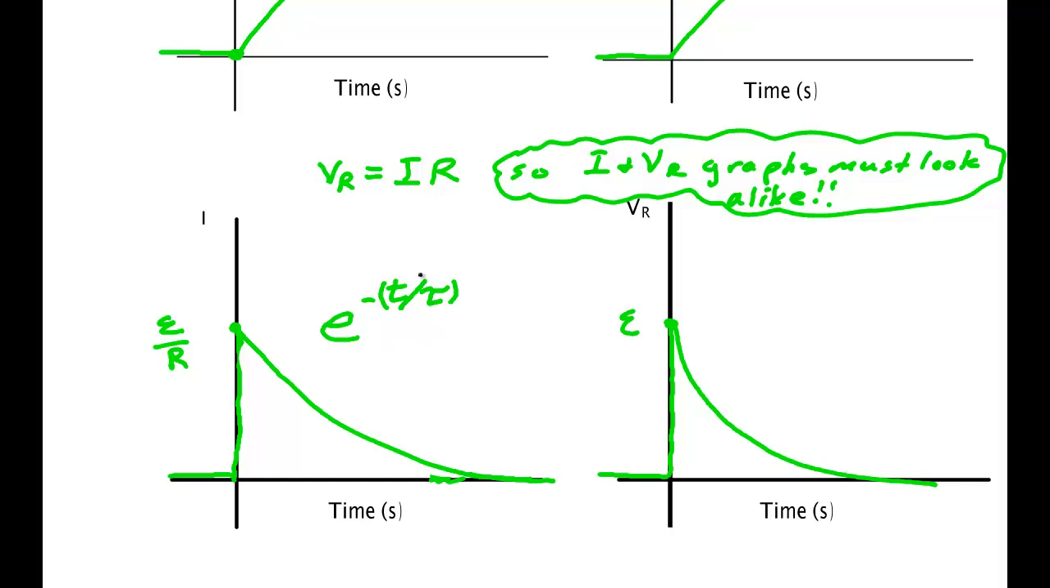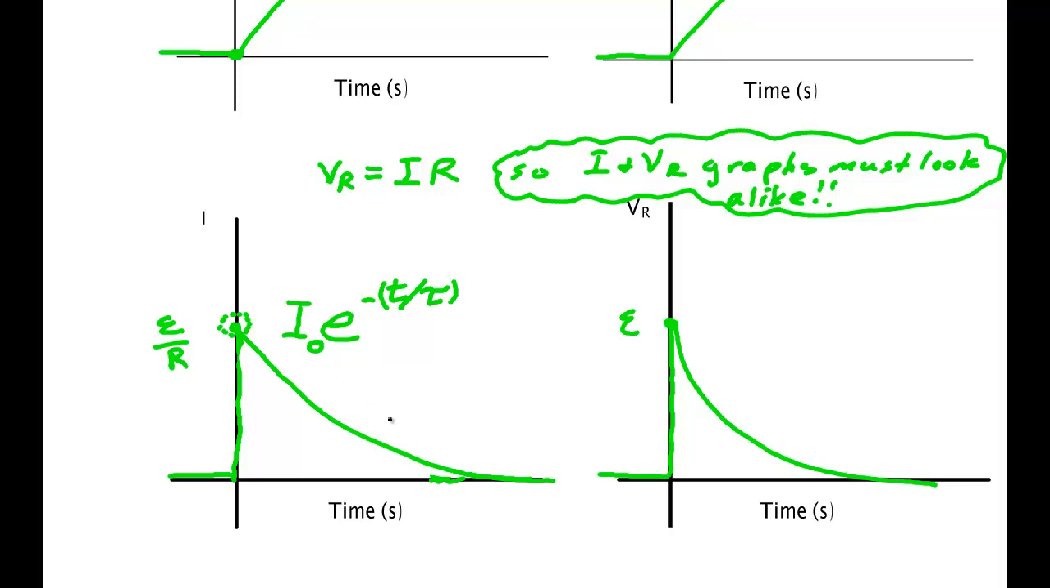This quantity here has no units, and yet it's representing a current. So it has to have a current in front to give it units. Now, if you put 0 in here for time, the exponential e to the minus 0 would be 1. So this quantity has to be the current right here when this problem starts. We call that I sub 0.